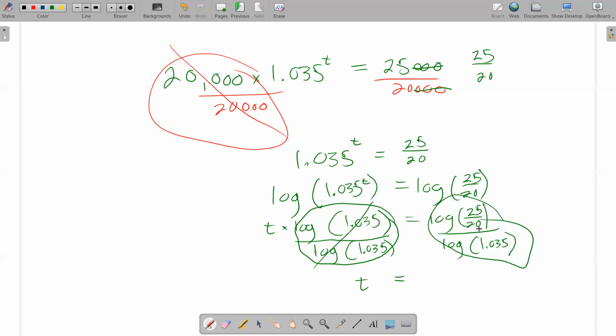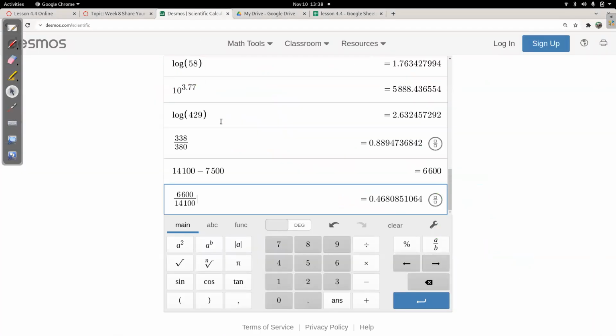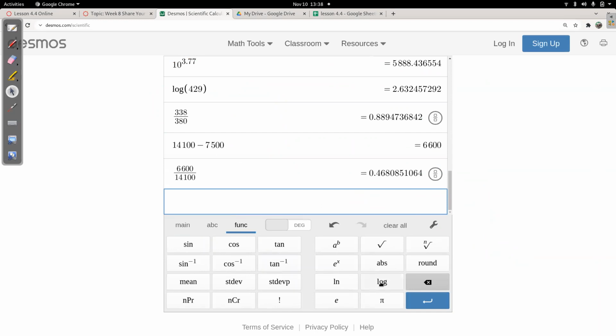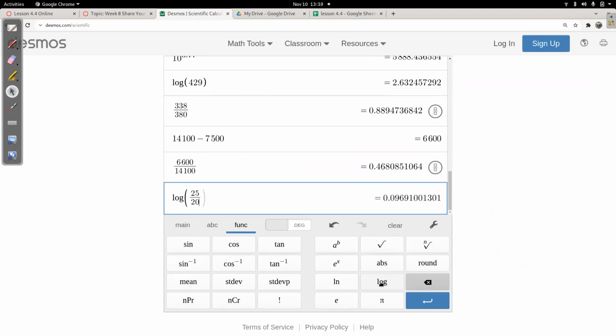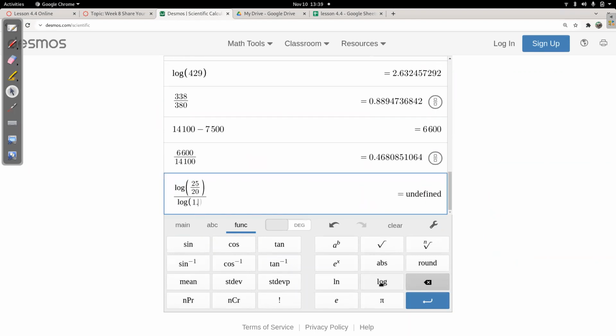So a reminder about how to plug that in and check. So we think Desmos is a great calculator for this. Maybe you have a handheld calculator that's great. Don't use the straight Apple calculator, that one sucks. So here I have the log of 25 over 20, close the parentheses in the right spot, then divide by the log of the base. My base was 1.035, close parentheses. So this tells me around 6.5 years later.